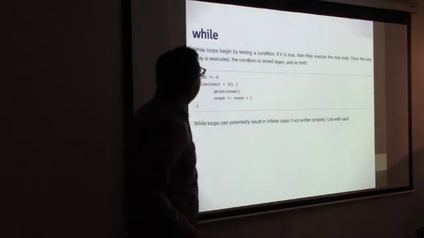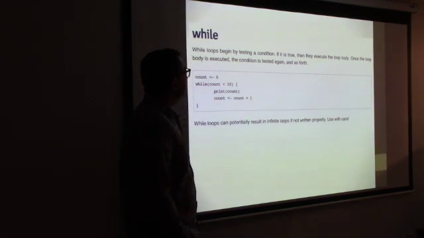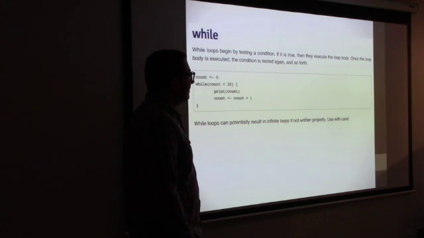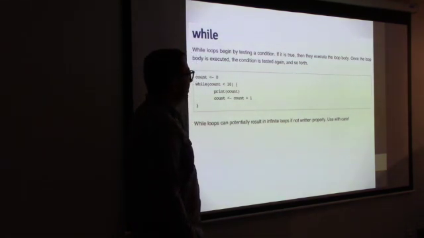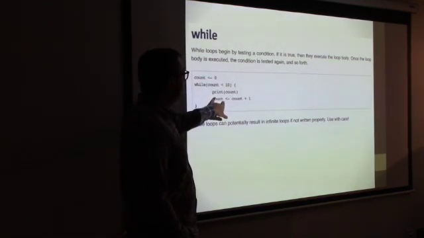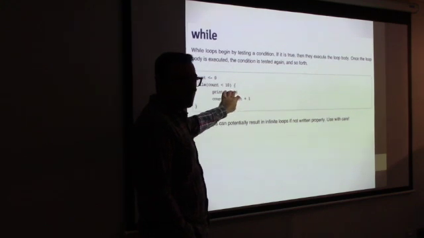Okay, while. So while loops are just like for loops, the only thing is that they begin by testing a condition. And if that condition is true, they execute the loop body. Once the body is executed, the condition is tested again. If that condition is true, they execute the body. So here is the body of the loop. Everything inside the brackets is considered the body of the loop.